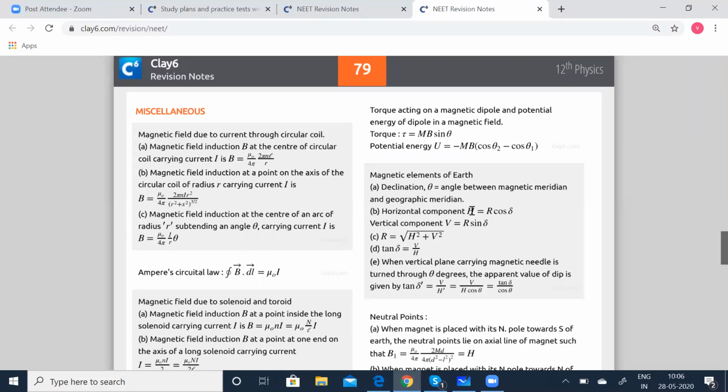The horizontal component is given by H equals R cos delta. Delta is the angle made by the horizontal component along the axis. The vertical component is given by R sin delta, where R is the resultant of the horizontal and the vertical components. So you can also say R equals root of H squared plus V squared, and tan delta equals V by H, where V is the vertical component and H is the horizontal component.